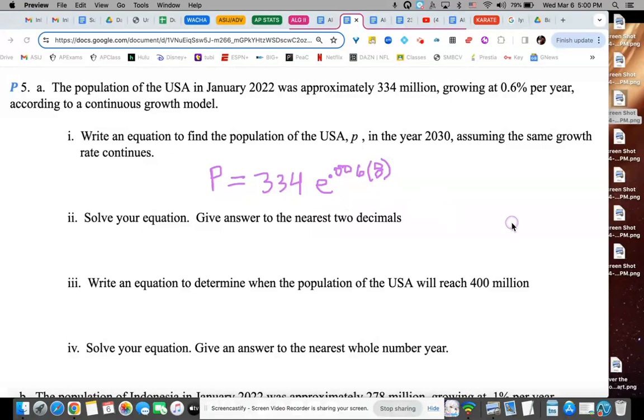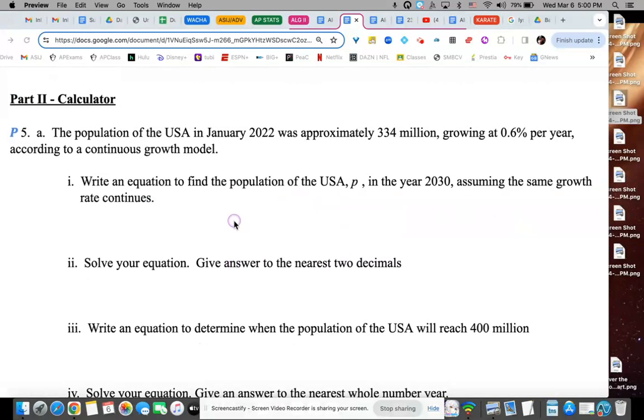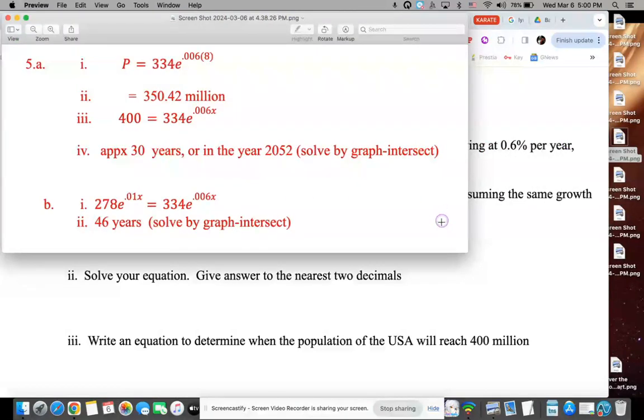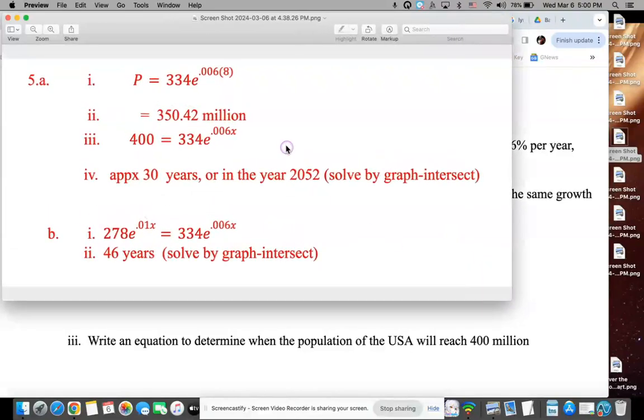This is just a calculator problem. So just plug it in your calculator. You can see up here it says calculator is allowed on this. All right, let me pop up the answer to this one so we can take a look, so we don't have to write it all out and watch me write it slowly. Okay, so you just throw this equation we came up with in your calculator. You should get 350.4 million.